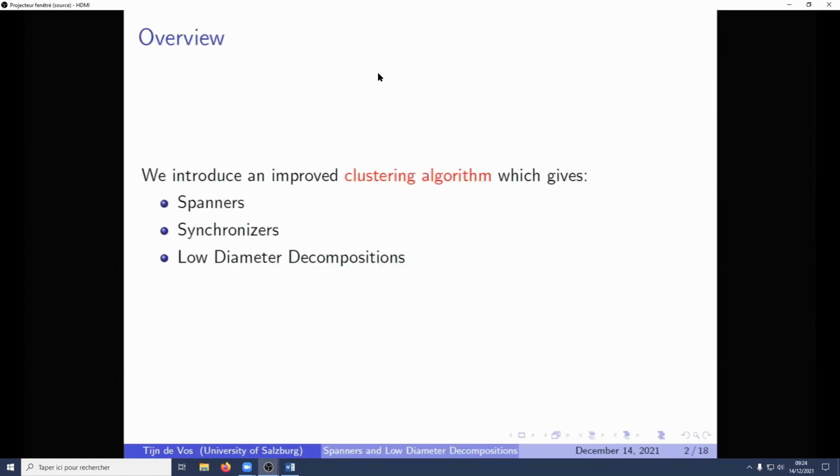Let me first give a little outline. The algorithm I will present today is a clustering algorithm. I will give some more details about what that means. And it has three corollaries. One of them is the spanner, one of them is the synchronizer, and one of them is low diameter decomposition. Personally, I think the spanner is the most interesting. So this talk will focus on the spanner and show how it works for a spanner. The other two I'll just mention at the end very briefly what the result is, but won't go into the details.